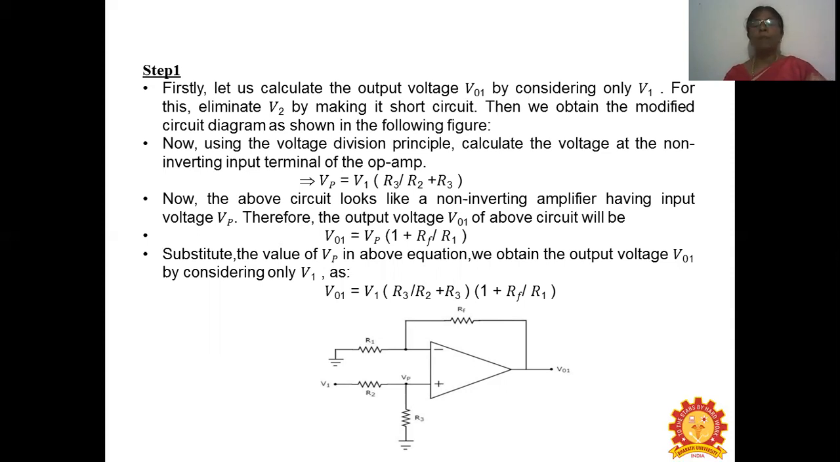Then we can obtain the output voltage from this circuit, that is V01 is equal to Vp into 1 plus Rf divided by R1. So substitute the value of Vp, which we already know, in the above equation. We can get the output voltage V01 for the applied input voltage V1, that is V01 is equal to V1 into R3 by R2 plus R3 into 1 plus Rf divided by R1.